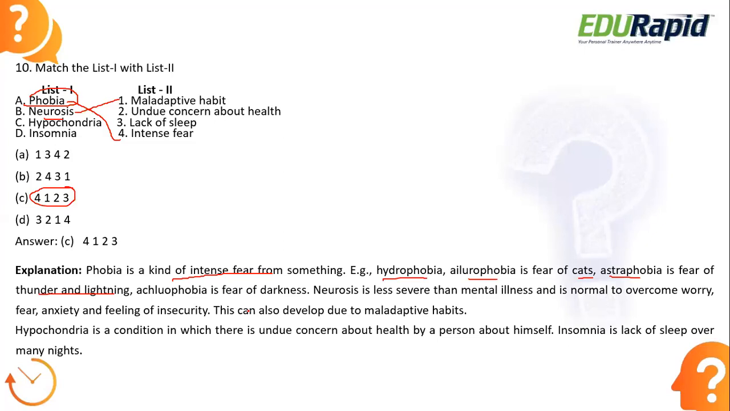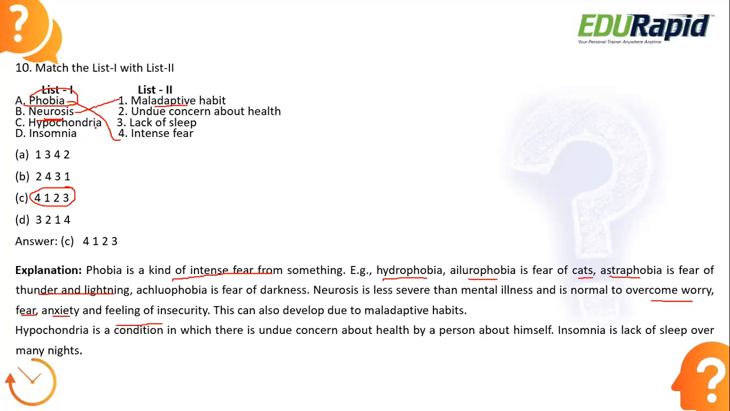So neurosis can be curable. It can be minimized in an individual. Usually a person with neurosis will have symptoms such as worrying, worrying even about simple things. There will be fear, anxiety, and a feeling of insecurity. All of these conditions can be observed in a person suffering from neurosis, and because of all of these causes, this maladaptive habit can develop in them.